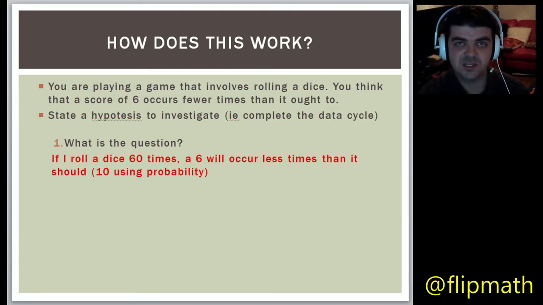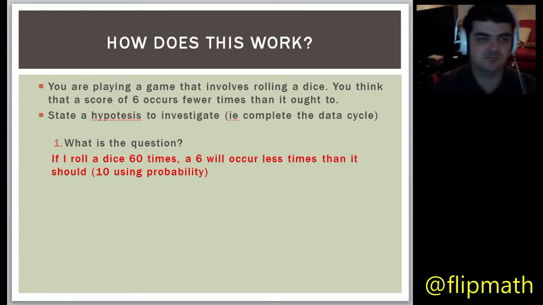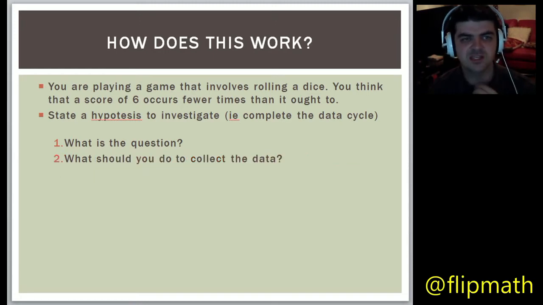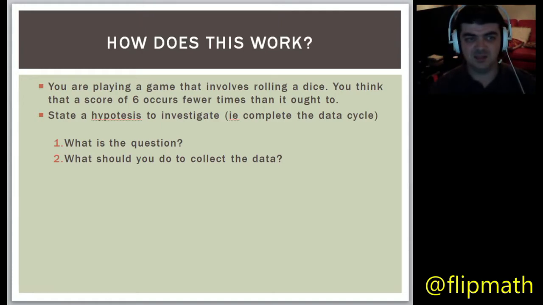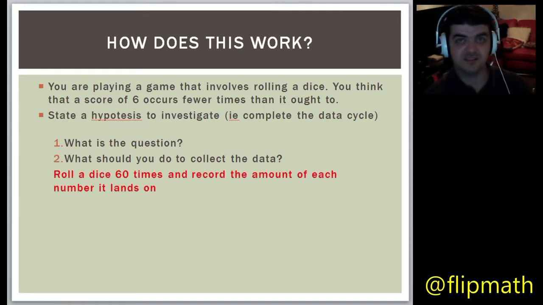I've stated the question in such a way that anybody could administer this test. Okay? I could probably say if I roll the dice fairly, might be the only other way I could do it, but I'm assuming people are just rolling the dice in a random manner. I've defined 60 times, and I've defined the parameters by which I want to measure. So that's the question. So once I've a question done, the next stage is to decide how I would like to collect the data. And in this case, I'm going to roll a dice 60 times, like I stated in the question, and record the amount of each number that it lands on.